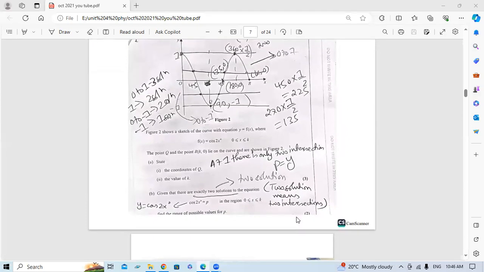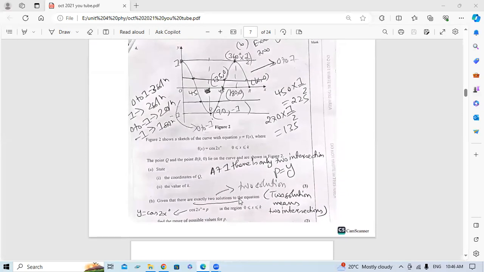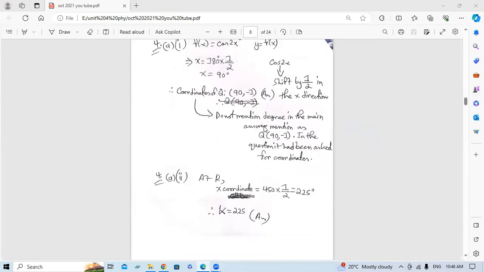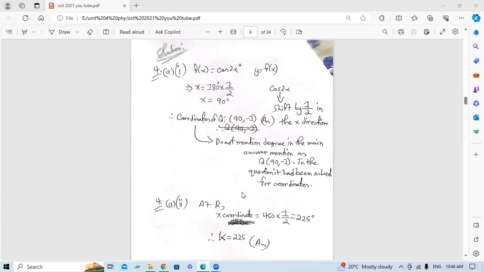In 4a2, it has been asked to find the value of k. And where is k? k is at R at this point. So at this point, this is 360 degrees. So at this point, it will be around 450 degrees. So 450 degrees will be shifted by 1 by 2. So 450 into 1 by 2 will be 225 degrees. So the k value will be 225 at point R.